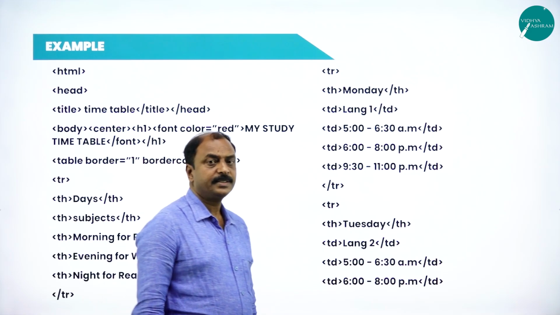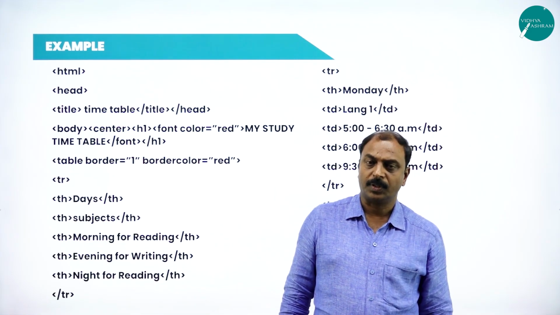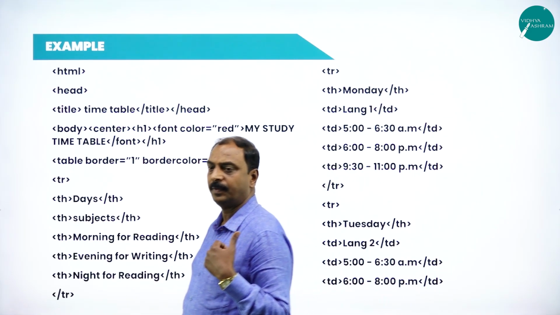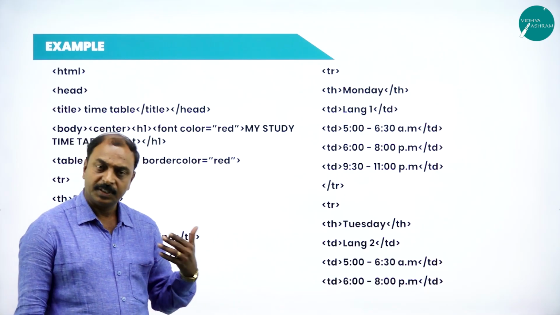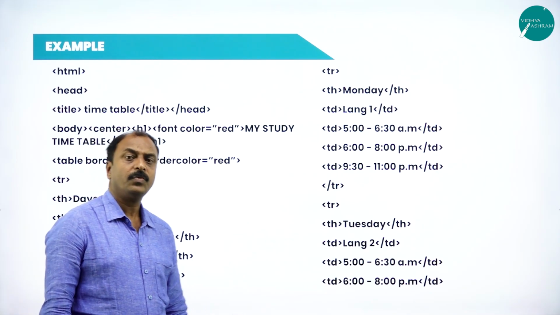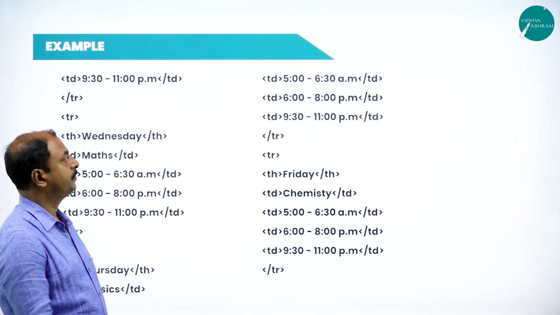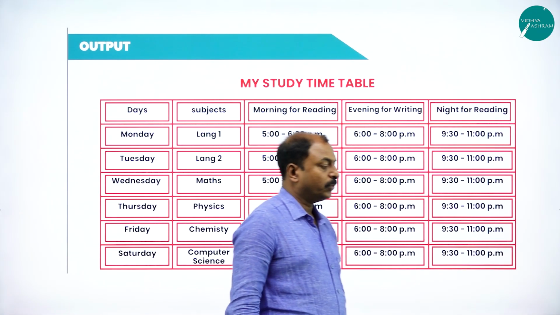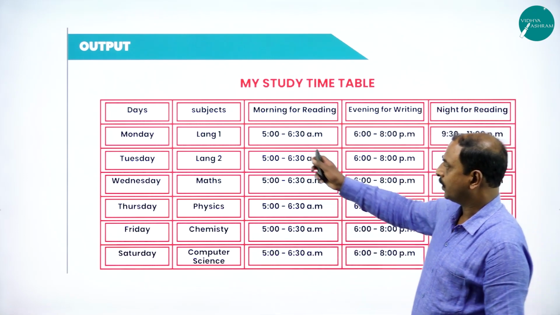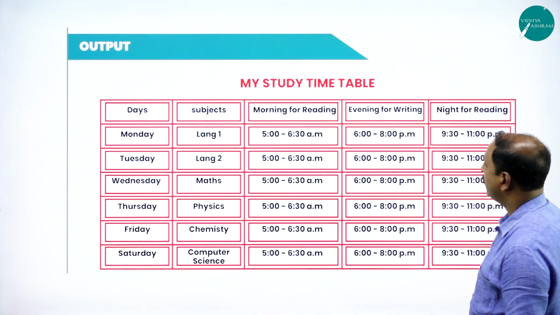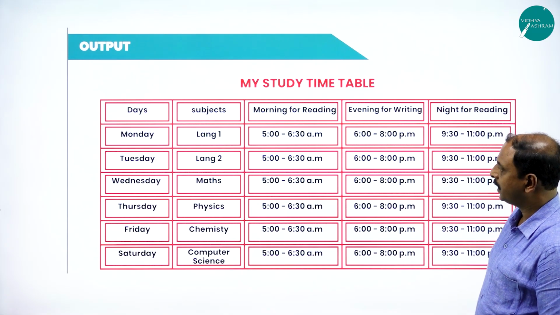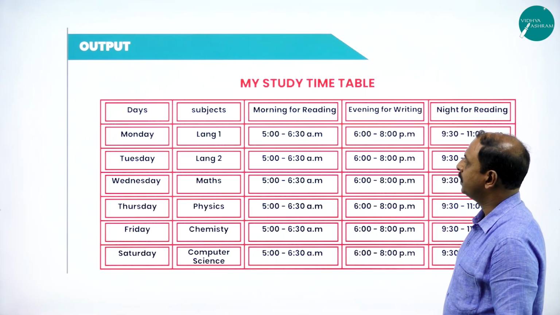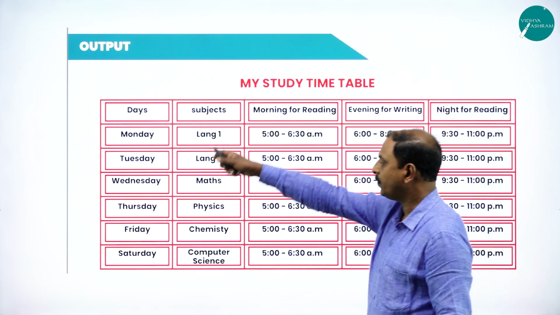Now let us see an HTML program to display information in the form of a table. This is my study timetable. This would be the output of the program. So here is an HTML program to display information in the form of a table.